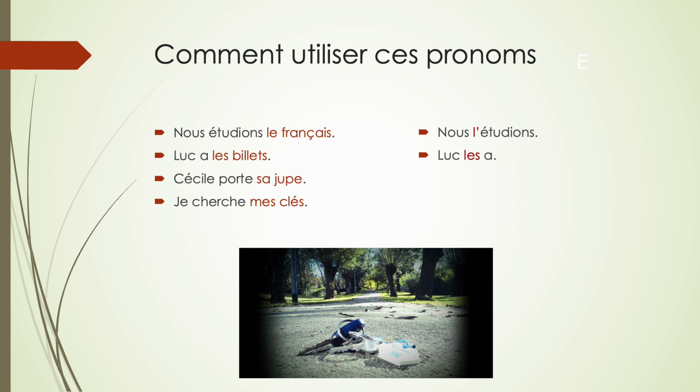Another example, Cécile porte sa jupe. So, sa jupe is the direct object. It comes right after the verb porter. Cécile porte sa jupe. She's wearing her skirt. So if we wanted to replace sa jupe, her skirt, with just it. She's wearing it. Which pronoun would we use to replace sa jupe? If you guessed la, you were correct. Cécile la porte.